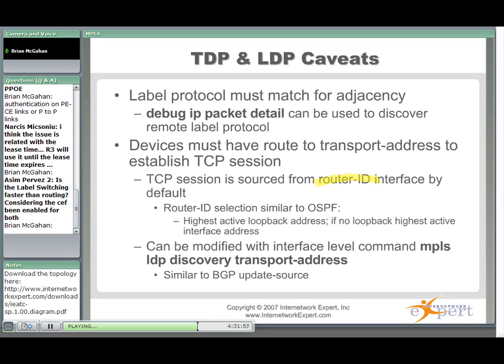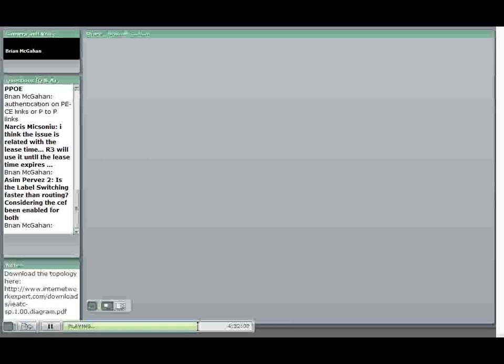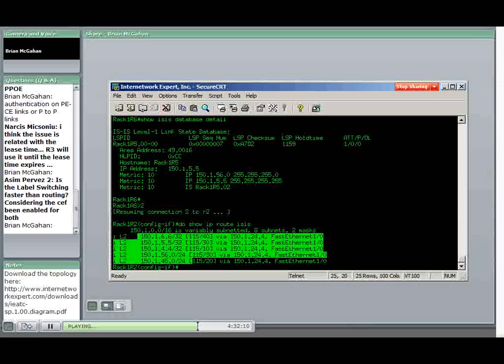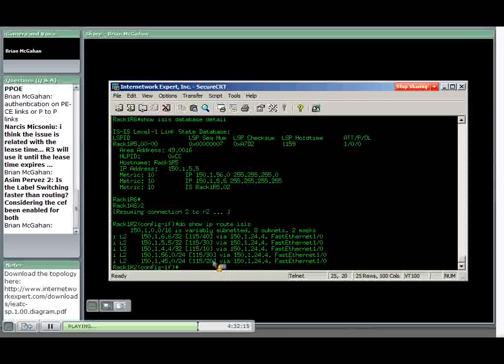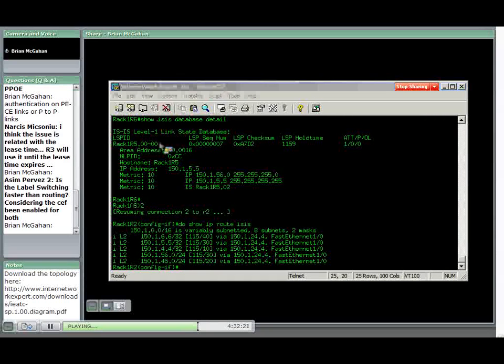Now, LDP and TDP are going to source the packets from the router ID. What this is going to imply is that the destination is going to need a route to the router ID in order for them to establish LDP or TDP adjacency. Okay, and the router ID is going to be chosen just like OSPF. We're going to look at our highest loopback address. If we don't have a loopback, then we're going to look at whatever the highest interface address is.